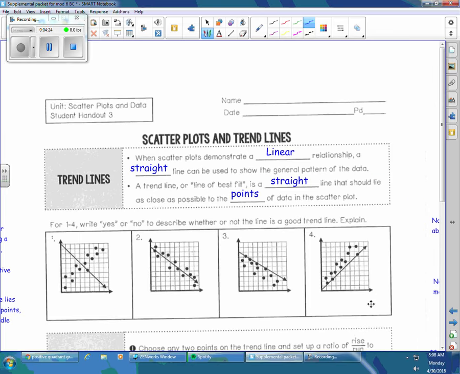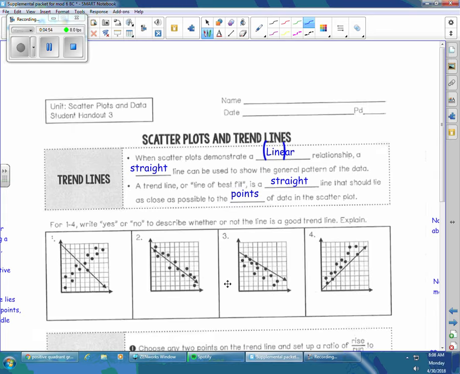So, next page. Scatter plots and trend lines. When a scatter plot demonstrates a linear relationship, a straight line can be used to show the general pattern of the data. Remember, linear means line. Okay, it's a straight line. A trend line or line of best fit is a straight line that should lie as close as possible to the points of the data in the scatter plot.